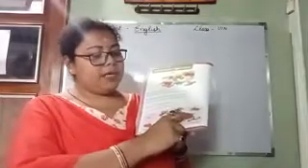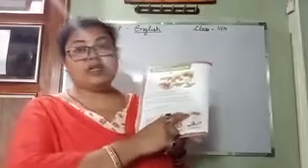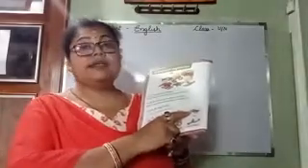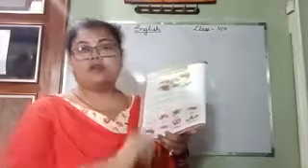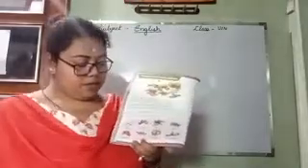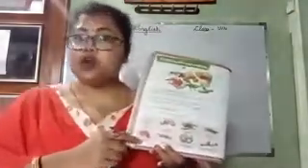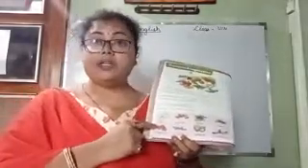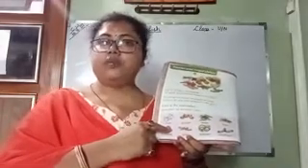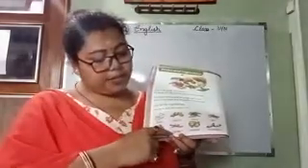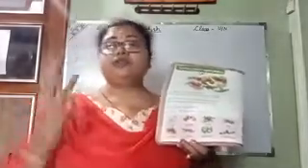Next, P-E-A-S, peas. This vegetable is known as peas. It is green in color. And how many are there? 1, 2, 3, 4, 5. There are 5 peas. Here, T-O-M-A-T-O-E-S, tomatoes. These are red in color. How many? 1, 2, 3. There are 3 tomatoes. Next come carrots. C-A-R-R-O-T-S, carrots. There are 3 carrots.